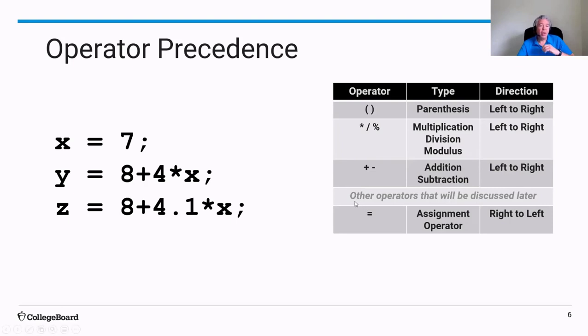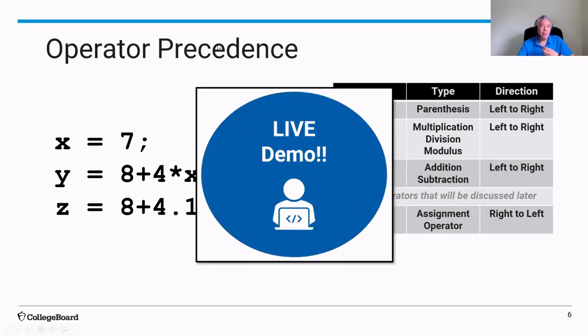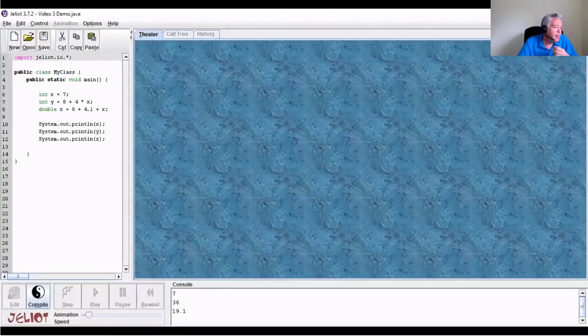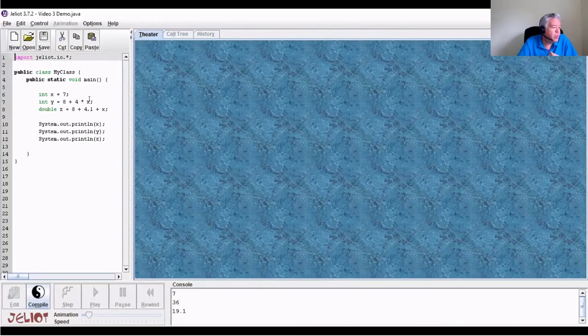Okay, so we're going to do a little live demo. I'm going to jump out to a little program I use in my class to demonstrate kind of what's going on behind the scenes. Notice I've got our little program here. I've got int x equals 7, int y equals 8 plus 4 times x, and I've got a double value z equals 8 plus 4.1 plus x. Then we're going to display the results.